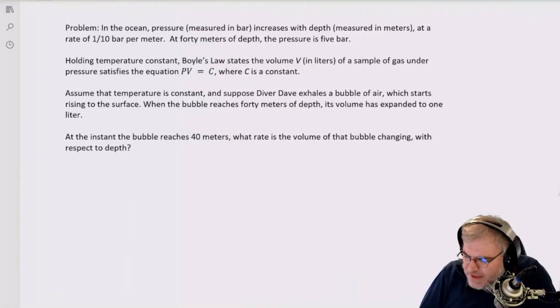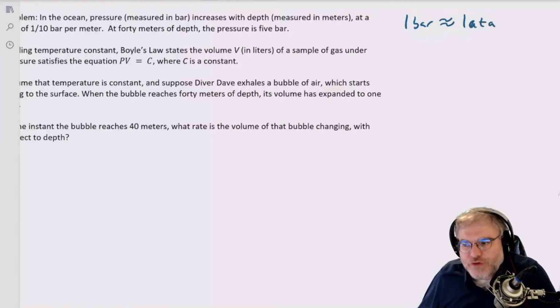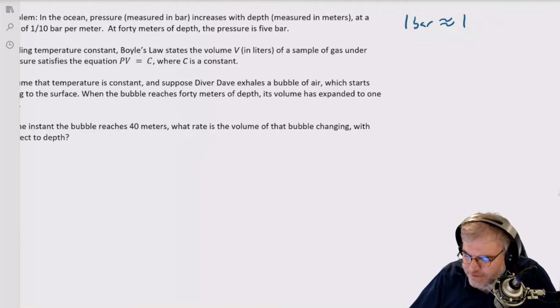Let's look at a new problem. In the ocean, pressure, we're going to measure it in bar instead of PSI or kilopascals or whatever else you want to measure it in. We're going to measure it in bar, which is basically an atmosphere. Okay, a bar is about 1 atmosphere. One atmosphere absolute, which is different than ATM, maybe. There's a difference between gauge and absolute pressure.